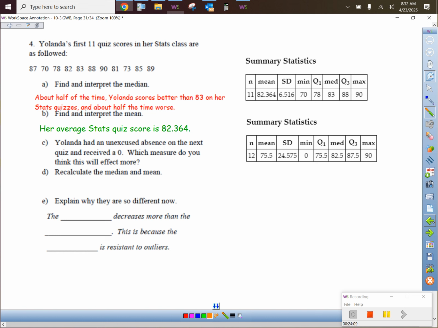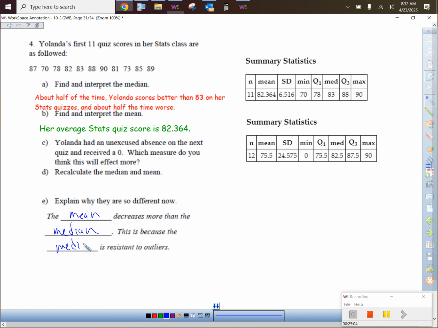So let's fill in the last thing. The blank decreases more than the blank. We're going to put median and mean in those blanks, right? So which one decreased more? The mean decreases more than the median. This is because the blank is resistant to outliers. Who was resistant? The median.